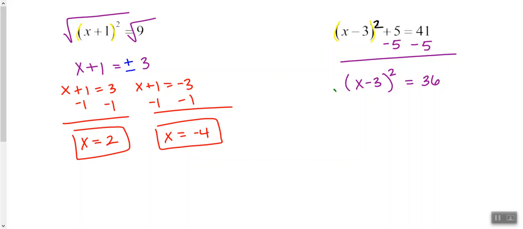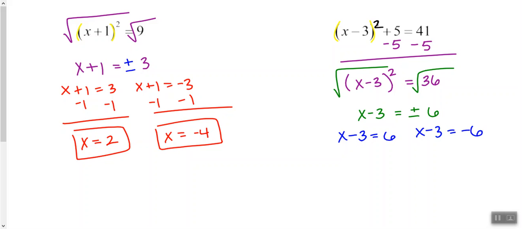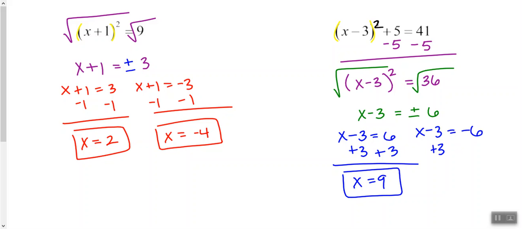All right, now to get rid of the squared, we square root each side. So x minus 3 is equal to plus or minus 6. Separate into two problems. X minus 3 equals positive 6. X minus 3 equals -6. Add 3 to each side, and we get x to equal 9. That's one answer. Add 3, and we get x to equal -3.